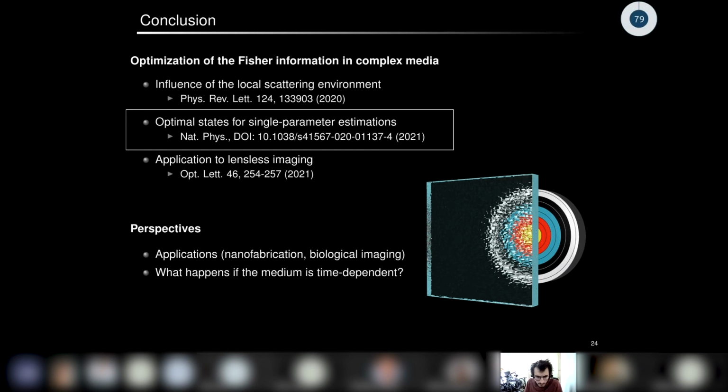And as a possible perspective, we would like to push applications, for instance in nanofabrication or biological imaging. If you want to apply this in biological imaging especially, we would need to answer the question: what will happen if the medium is time dependent? Because here we only considered the static scattering matrix, but if the scattering matrix changes in time, it creates an additional difficulty.